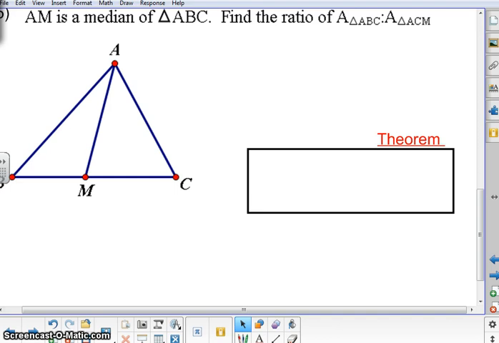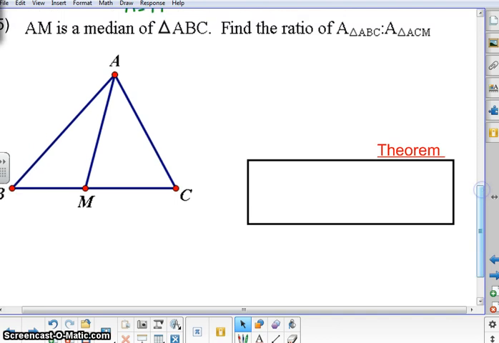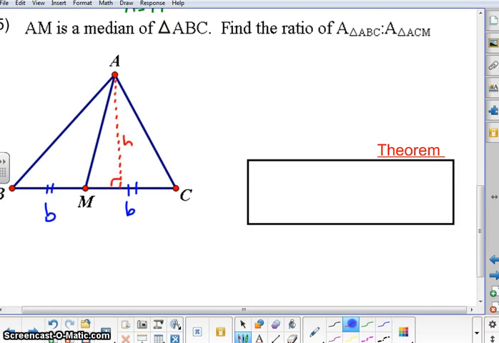So we're going to finish with this last one where AM is the median of ABC. So I'm going to go ahead and put my congruent marks in there and label them both with little b because those are going to end up being our bases. And we're supposed to find the ratio of the triangle ABC in comparison to ACM. Okay, so one thing we're going to have to do is an auxiliary line. Let's go ahead and draw a perpendicular straight down, creating an altitude, which is also the height of our triangle.